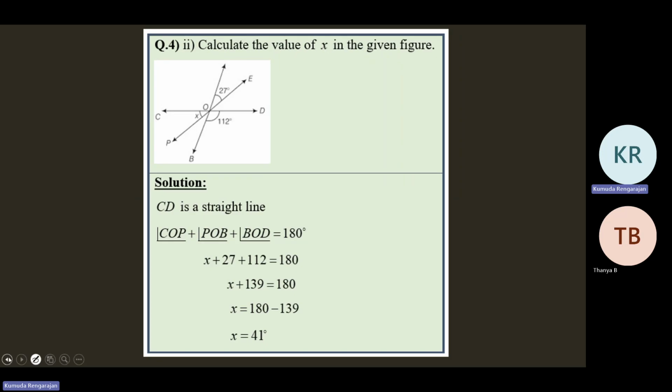See whether they lie above the line or below the line. The sum is 180 because the total is 180 here. The sum of these three angles will be equal to 180 degrees. X plus 27 plus 112 is equal to 180. So that's an equation in X. We'll have to solve and find the value of X.